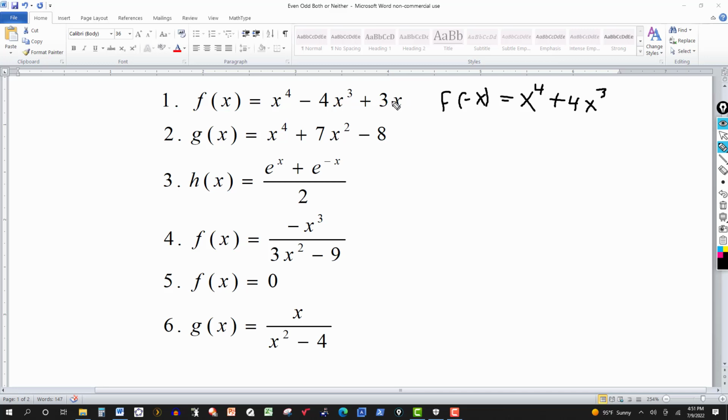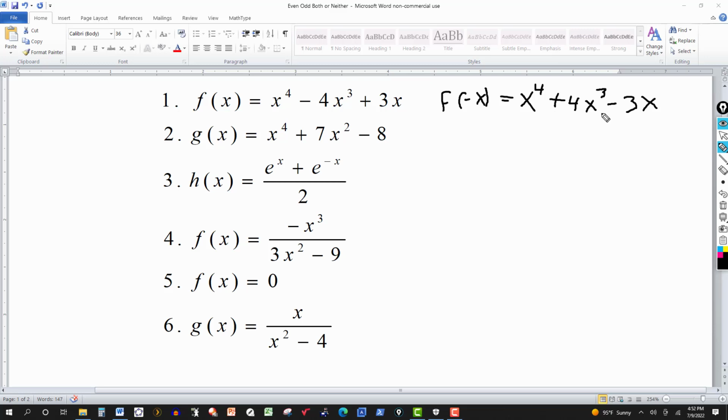And then again, parentheses where this x is, put a minus x. That'll just stay a minus x times 3, so it'll be a minus 3x. Now when you do that, if you get the same function back, then it's even. Well, you can see we didn't get the same thing back. Got x to the 4th, and this changed to a plus.